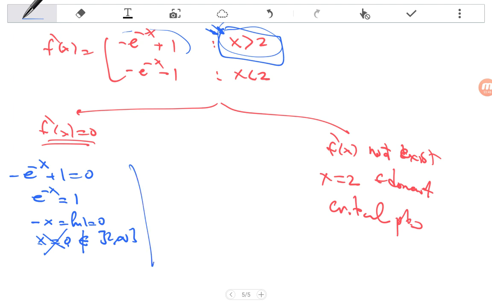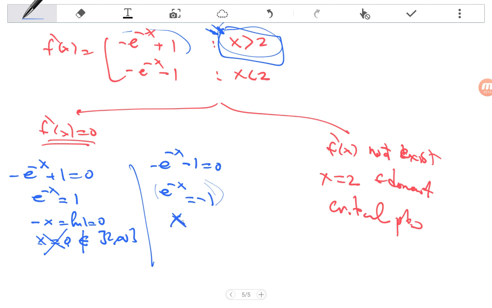Okay? So let's check the other branch. Minus e power minus x minus 1 is equal to 0. And that means that e power minus x is equal to negative 1. Yes, this equation is rejected from the beginning. An exponential is always positive. It is never negative and never 0. So that equation is rejected. Even if I try to take ln of both sides, I would find ln of negative 1. Could a ln be found for a negative value?